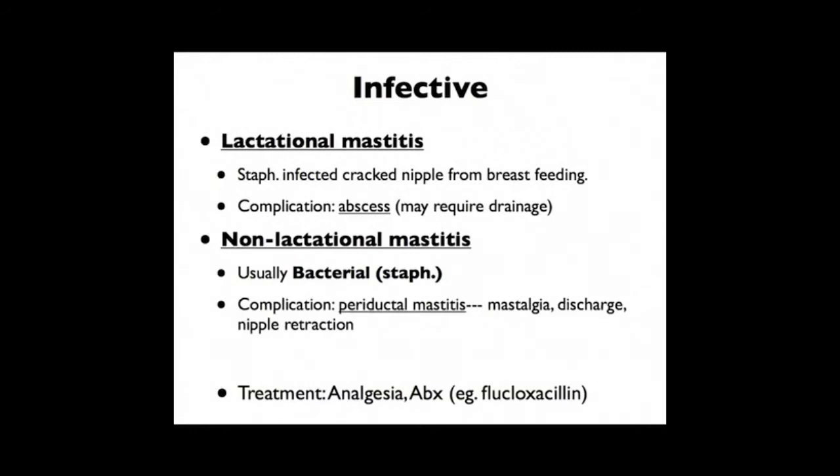Non-lactational mastitis is once again usually caused by staph, and this can cause periductal mastitis, so the infection goes down into the duct of the breast, and this tends to present with mastalgia, so breast pain, perhaps purulent discharge, and nipple retraction. Both of these can be treated conservatively with analgesia for pain and antibiotics such as flucloxacillin, for the staph. There are a couple of other causes of non-lactational mastitis which aren't on the slide. Things like TB can cause it, syphilis, and others.